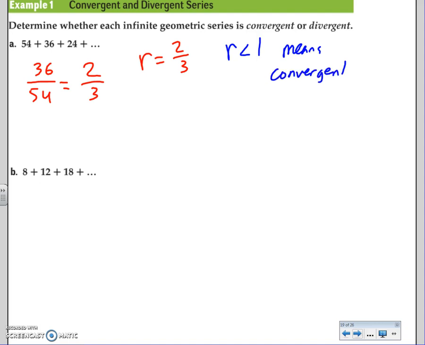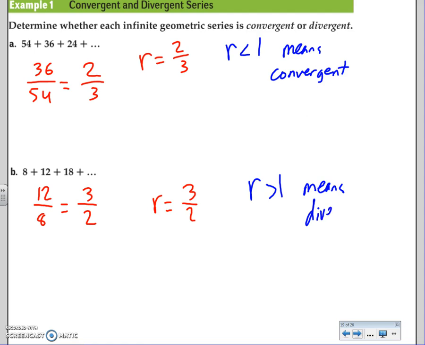Just like in that example of the football story, r is 1/2. Right down here, I tried this. The second term divided by the first term, I can reduce that, divide by 4 on top and bottom, 3 over 2. Because r equals 3/2, that's more than 1. r greater than 1 means divergent. That means we're just going to keep going further and further, infinitely bigger.